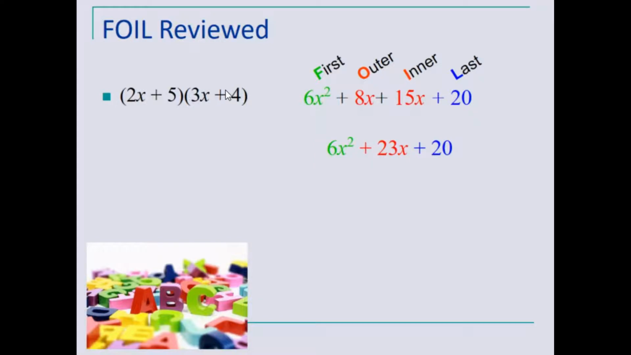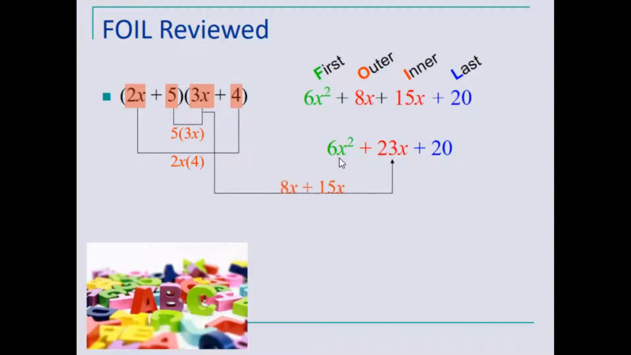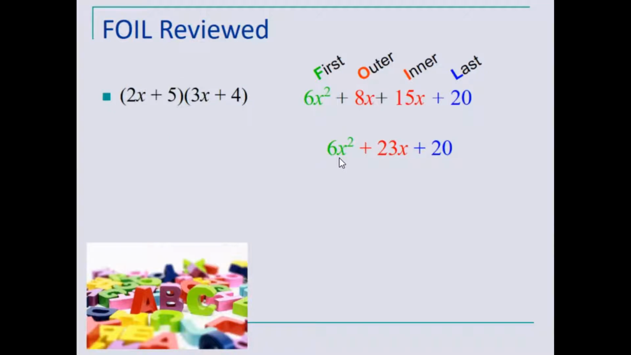If we look at where these numbers came from, you'll note that the product of the first terms in each binomial must equal the 6x squared. The product of the outer terms, which in this example was 2x times 4, plus the product of the inner terms, which is 5 times 3x, need to add to equal the middle term of 23x. And last, the product of the last terms in each binomial must be 20.